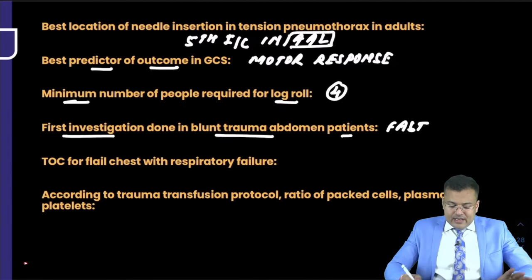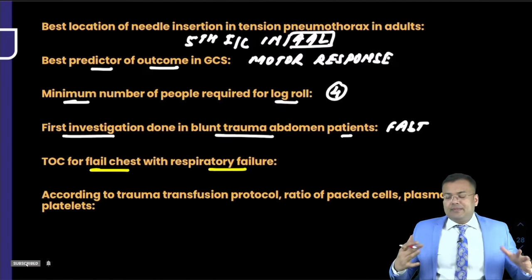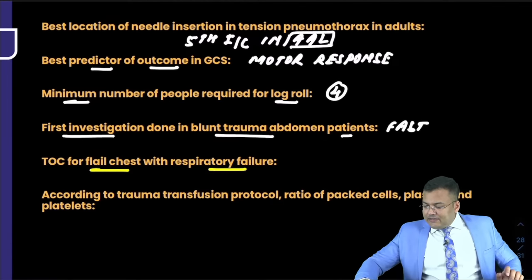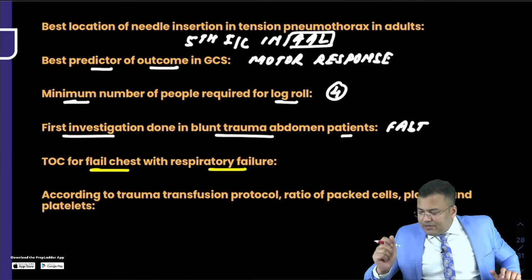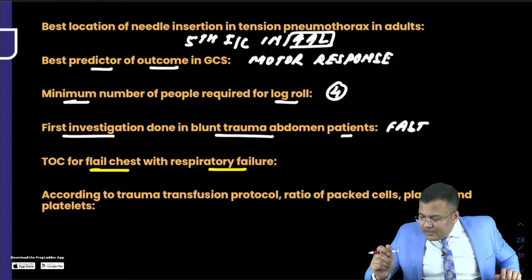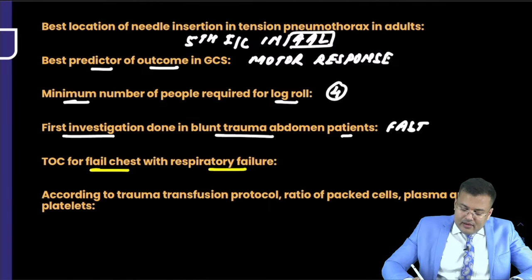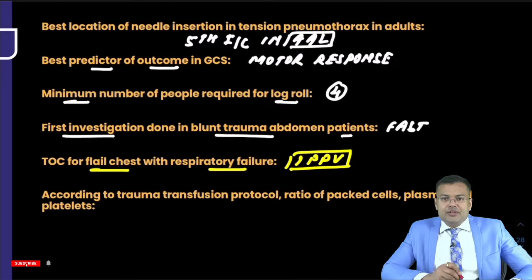Another question, guys, tell me, treatment of choice for flail chest with respiratory failure. Patient is having flail chest with respiratory failure. What is the treatment of choice? Let me see the first person to reply. Sarvesh Dubey is the correct person, first person to reply. Intermittent positive pressure ventilation.